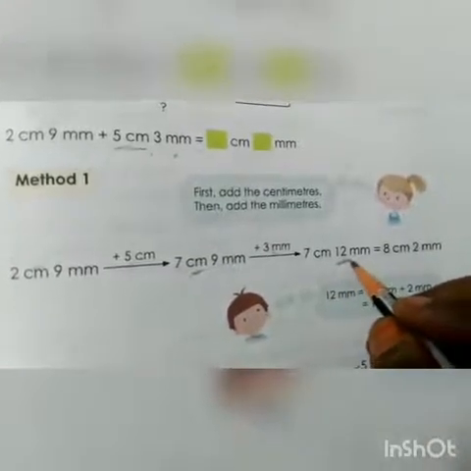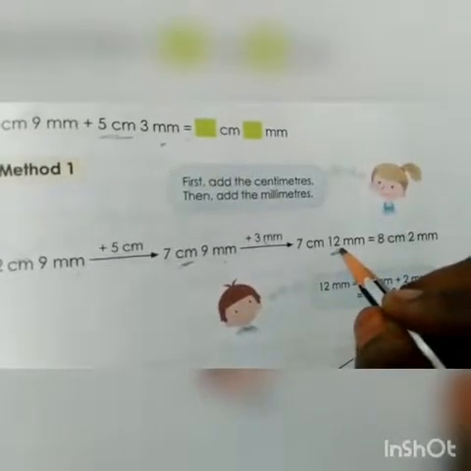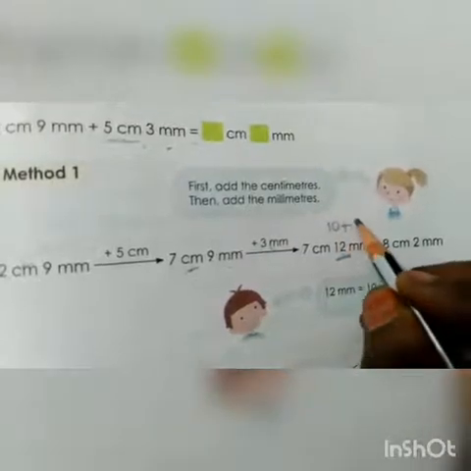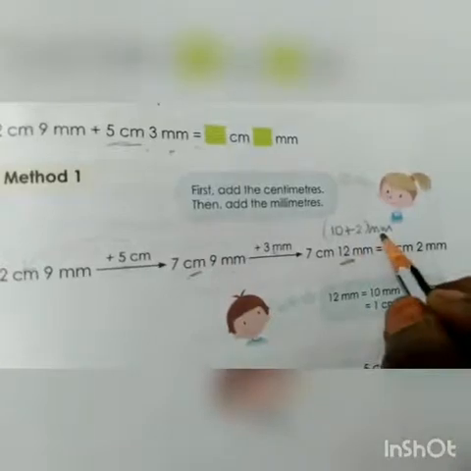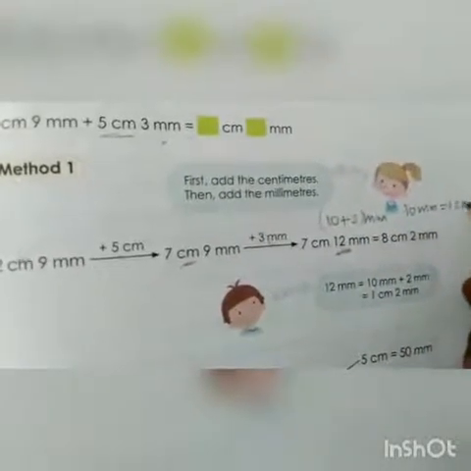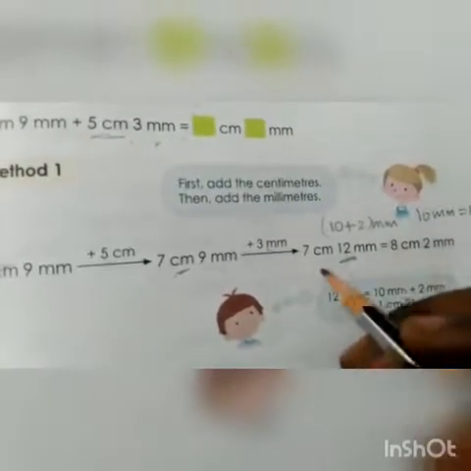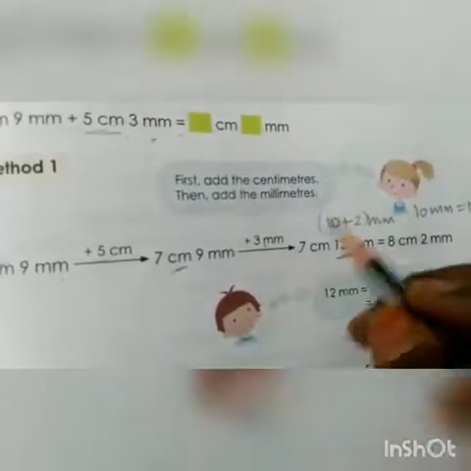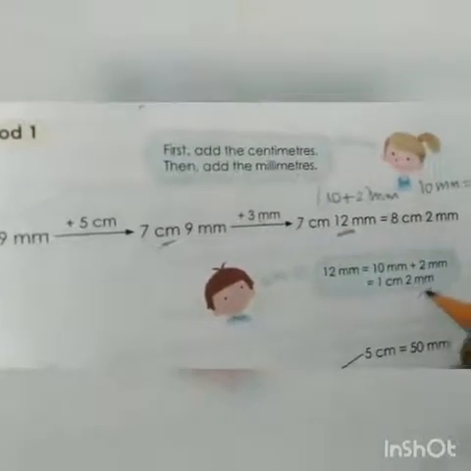From 12 millimeter, if the value crosses 10 millimeter, then that should be converted to centimeter. Which means we have to write 12 as 10 plus 2 millimeter. Now 10 millimeter should be converted as 1 centimeter. 10 millimeter is equal to 1 centimeter. So we can write 10 millimeter as 1 centimeter. If you change this as 1 centimeter, we can write 7 centimeter plus 1 centimeter is equal to 8 centimeter. In this way we have to do it.